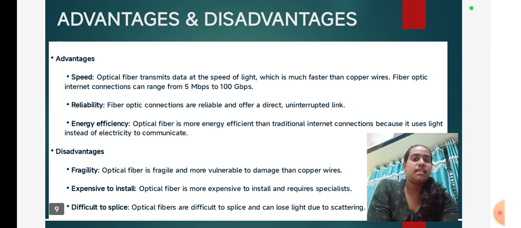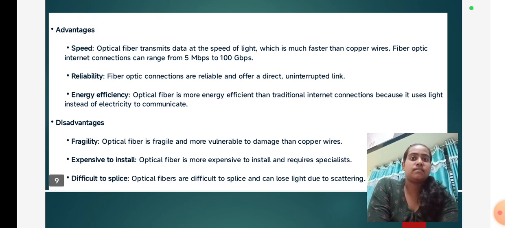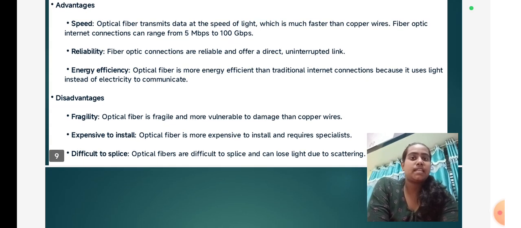Then comes the advantages and disadvantages. First are the advantages. One of the advantages is speed. Optical fiber transmits data at the speed of light. That shows how the speed works. Then comes the reliability. Then is the energy efficiency.